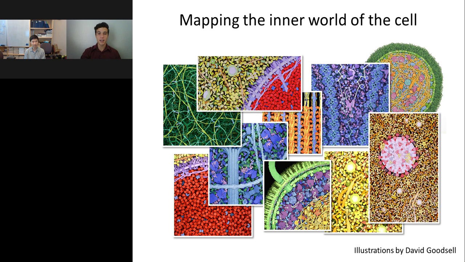Now let's get started. Our first question is, will the function of the target protein be perturbed when labeled by GFP11?